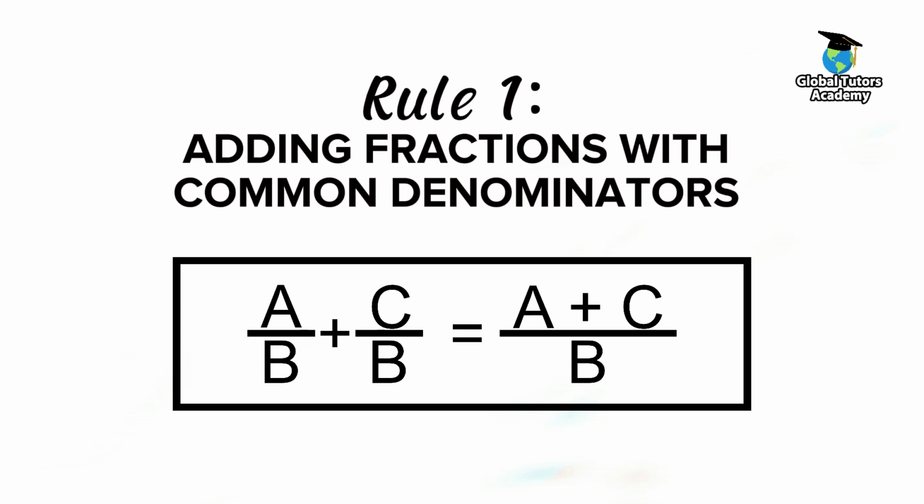When adding fractions with the same denominator, simply add the numerators and keep the denominator the same. For example, A over B plus C over B equals A plus C over B.